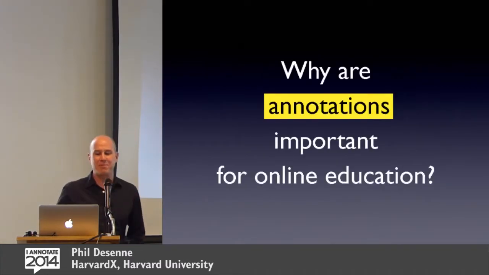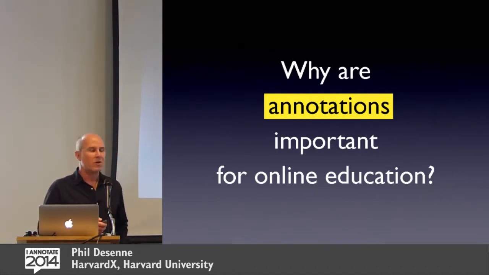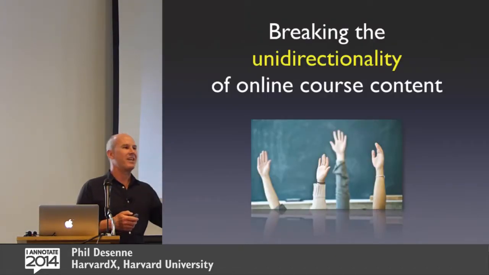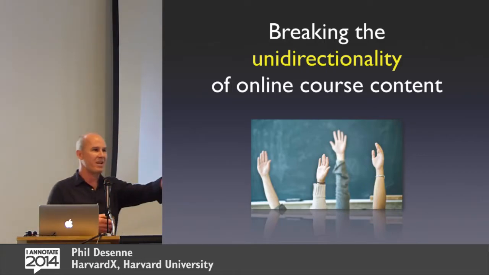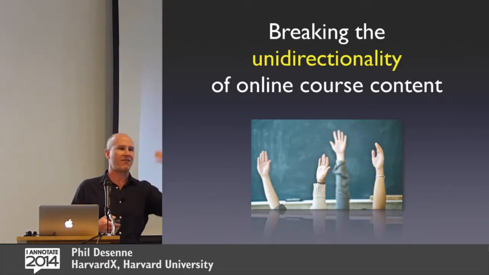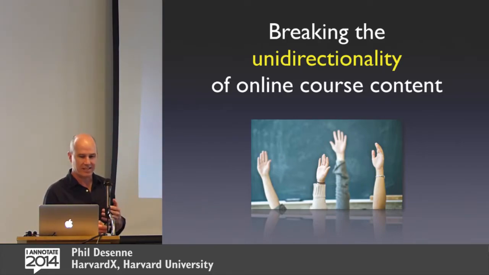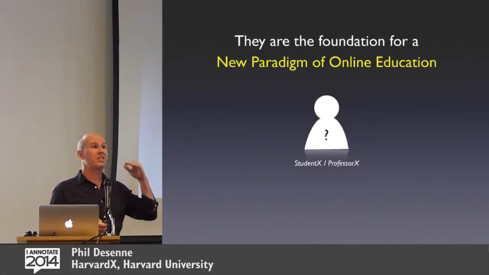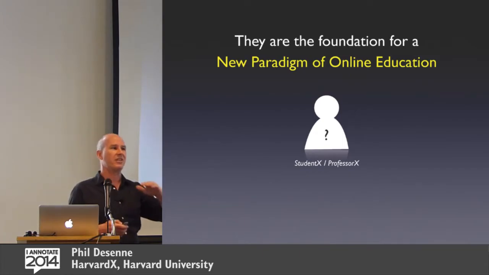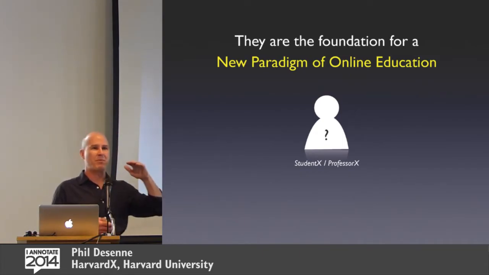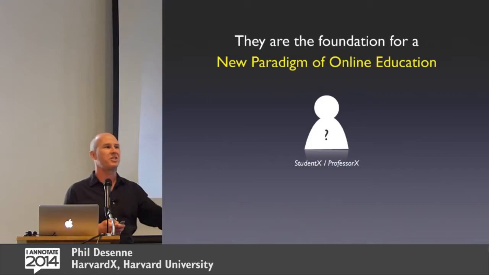So why are annotations important for online education? Well, we want to break the unidirectionality of online course content. It's just a one-way stream, and students or instructors don't have a way to participate directly in it. This is really the foundation of a new paradigm for online education. We haven't really been exploring this. People haven't been using digital annotations for teaching, and we're just starting to do that now.